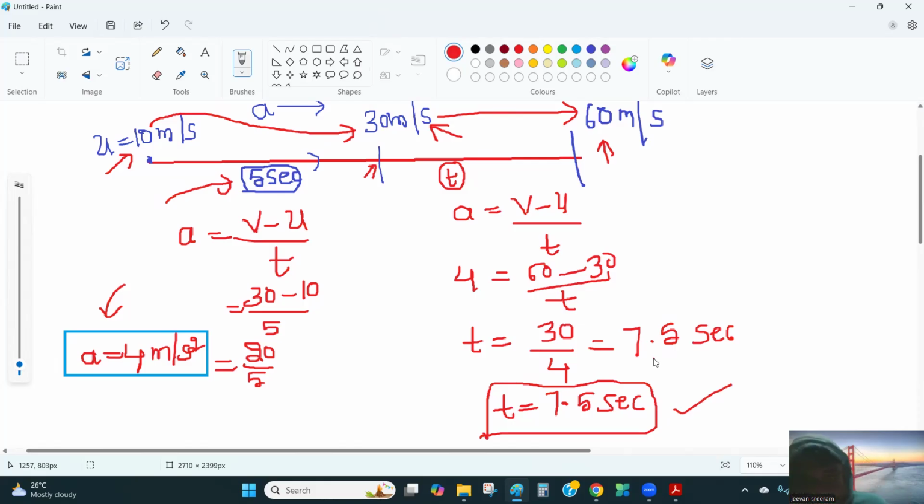In uniformly accelerated motion, as velocity goes on increasing from time to time, the time taken is going to be like this for the required changes in velocities. Cool.